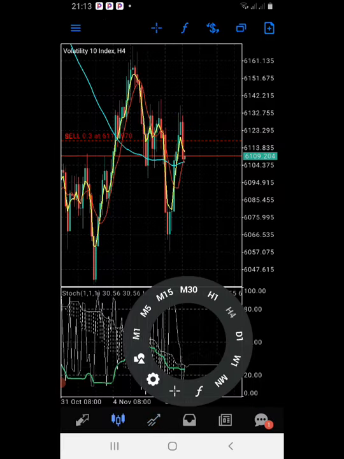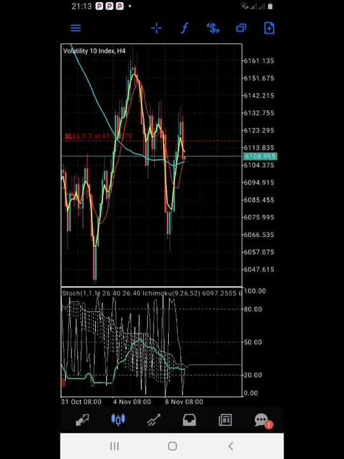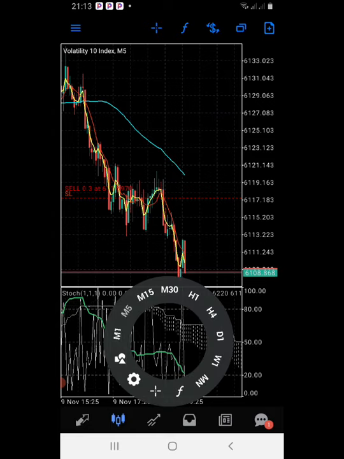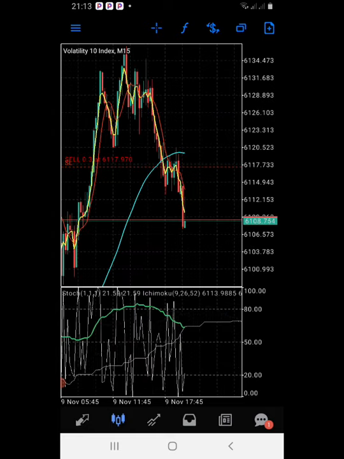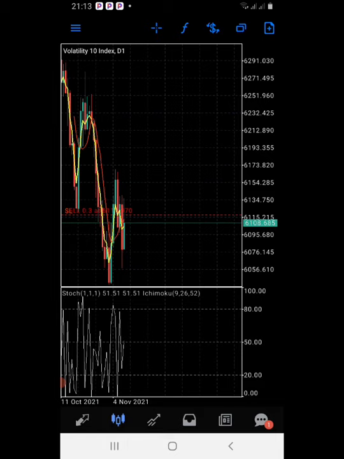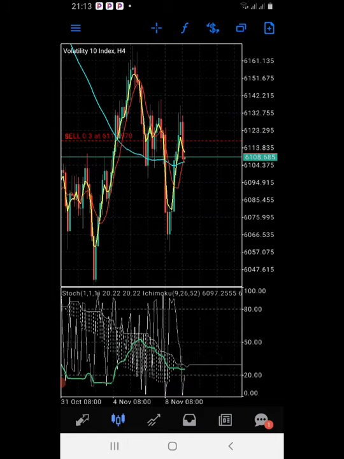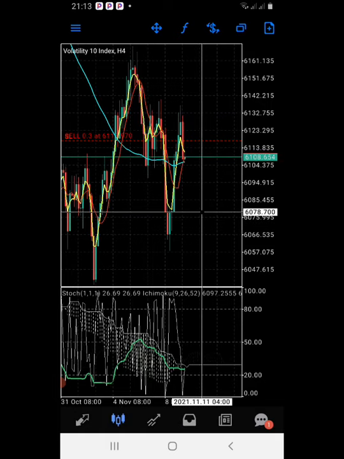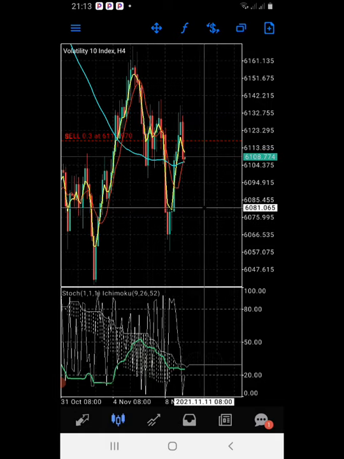Right now I'm going to be opening another position for this trade. What I did was that I checked out the 15-minute time frame, the daily time frame, and the 4-hour time frame. That is for the price action. It was giving me a sell signal.